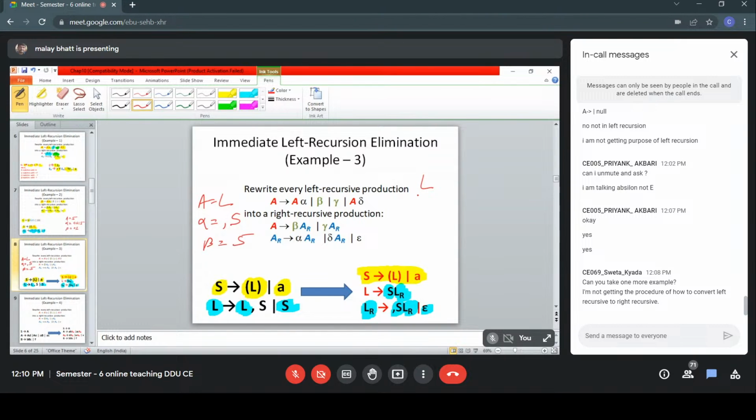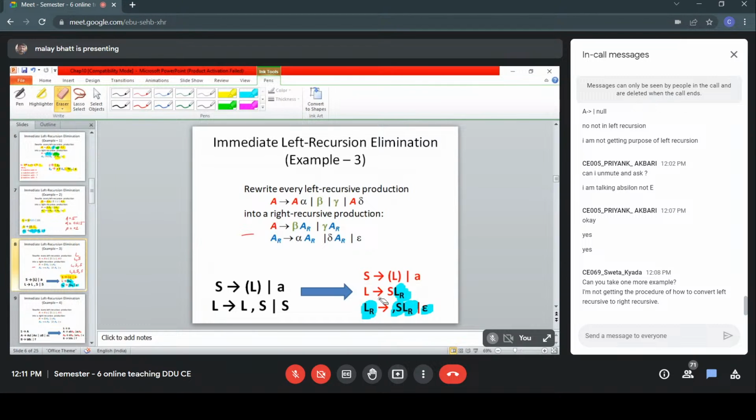From L, we'll get L comma S. Again from L, we'll get L comma S comma S. Again from L, we'll get L comma S and comma S. So you can see that we are repeating this pattern, comma S, several times. So that is why it is comma S here, LR, and null to terminate the recursion. So I hope this is clear. There is no query in this.